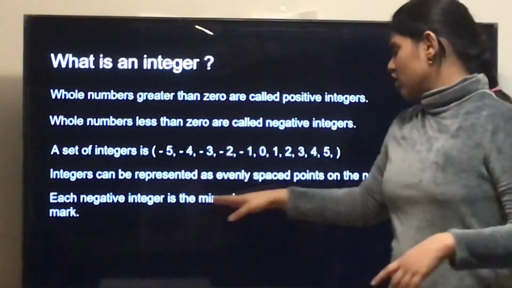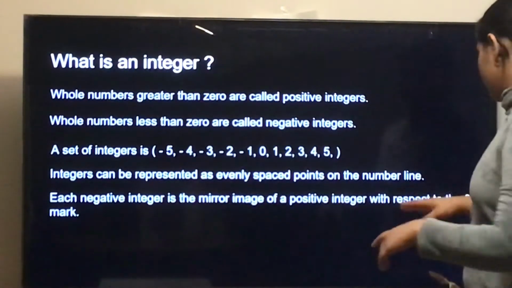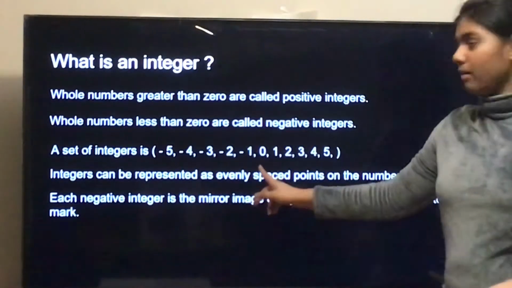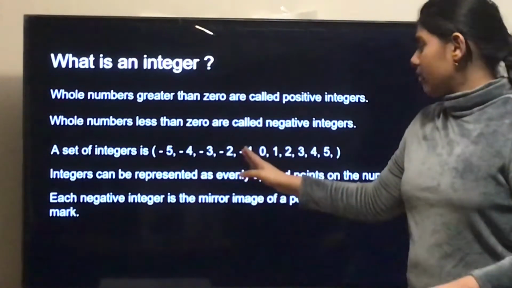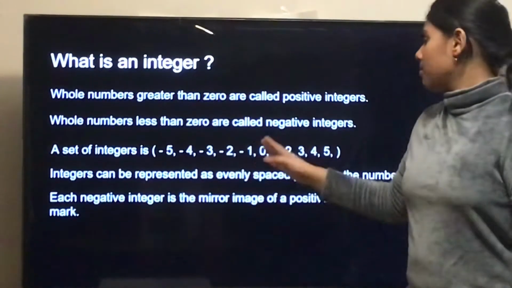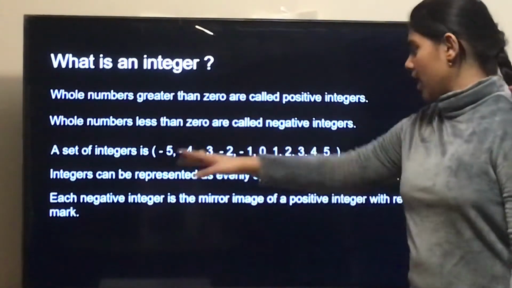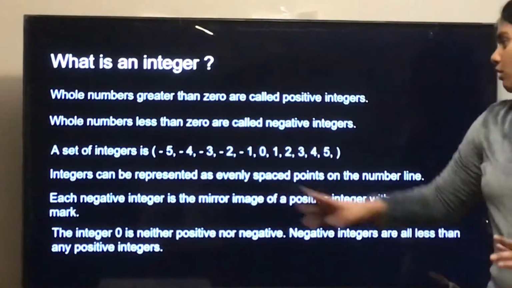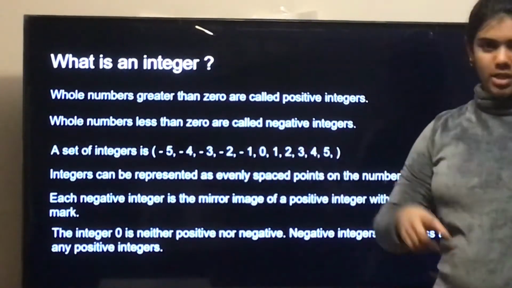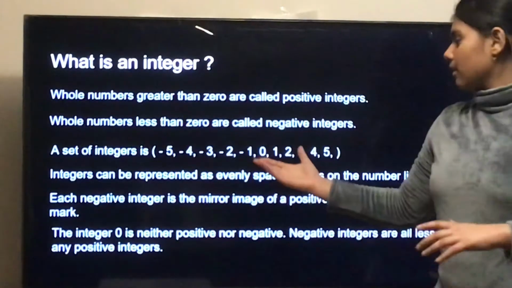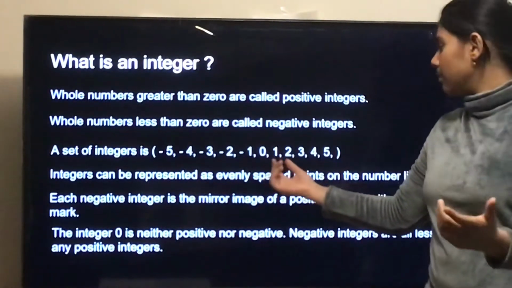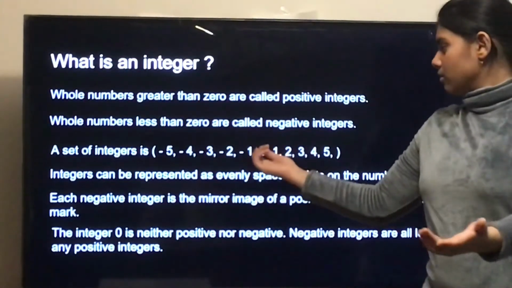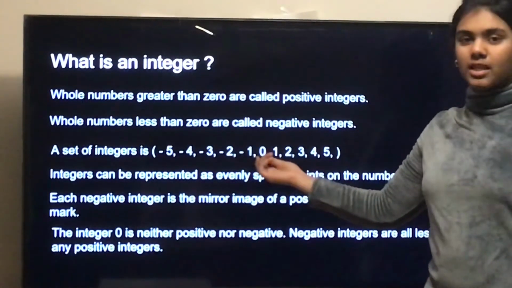So each negative integer is a mirror image of a positive integer with respect to the 0 mark. Now this is the 0 mark right here, and the mirror image of negative 1 is 1, and same for the other integers. Then integer 0 is neither positive nor negative. It's special. Sometimes 1 is a unique number. It's not prime nor composite. Same for 0. It's neither positive nor negative.